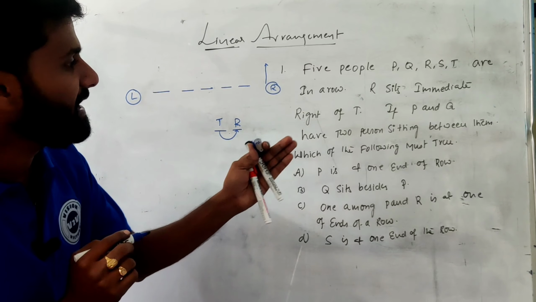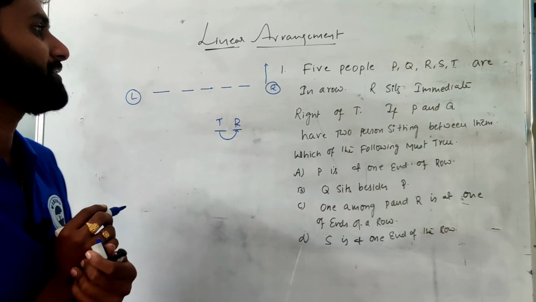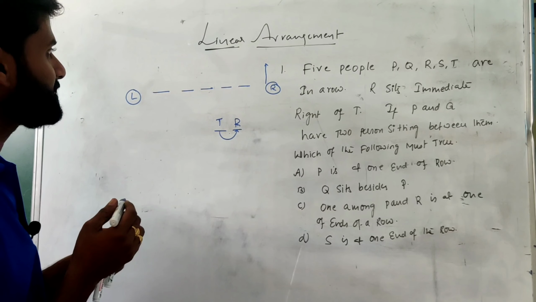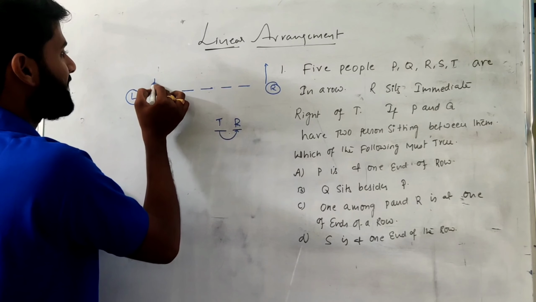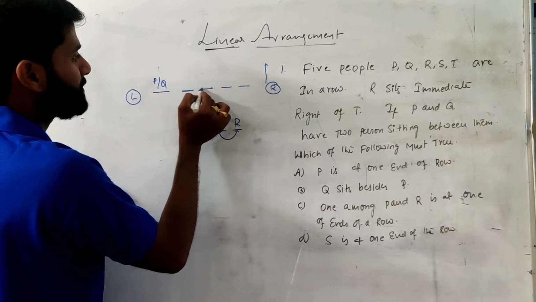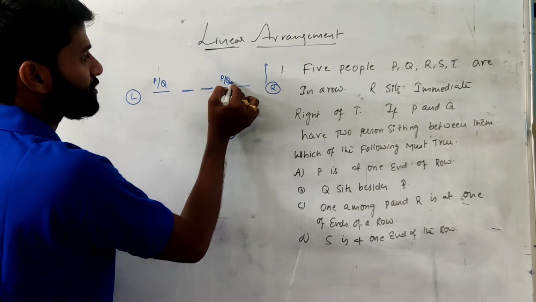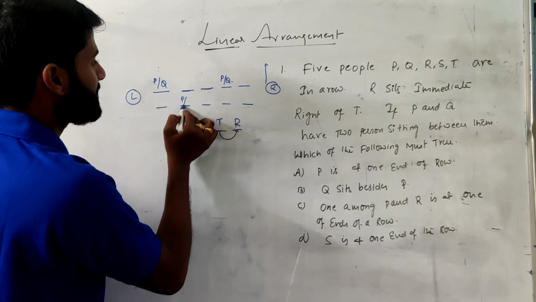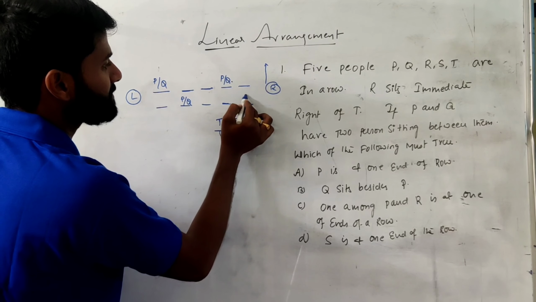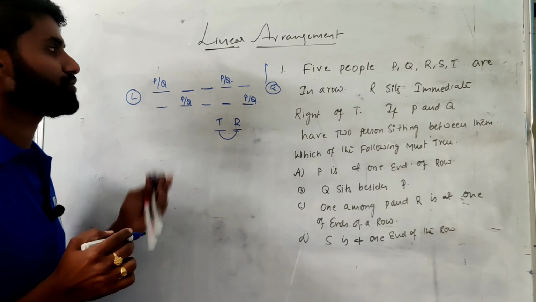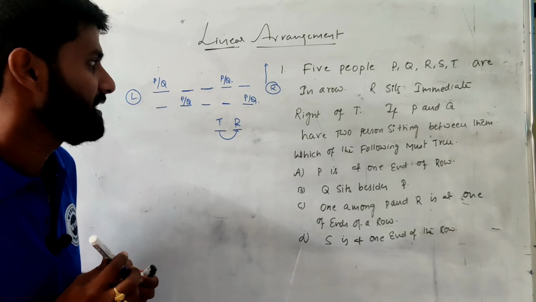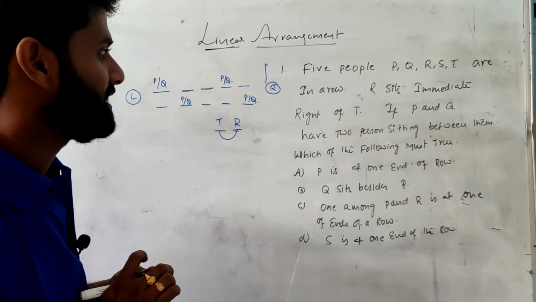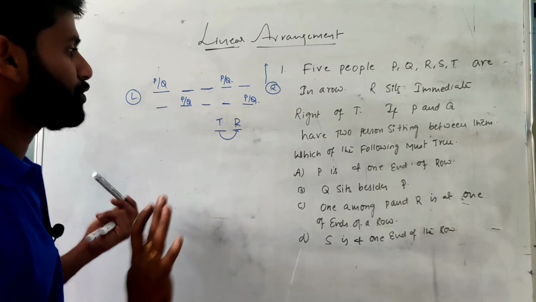Next, P and Q have 2 persons sitting between them. It means either P, Q here with 2 persons sitting between them. So this is the first possibility. If you go to one more possibility, P and Q can be occupied here with 2 persons between them. So we have 2 possibilities. Then which of the following must be true? So this is the only information.